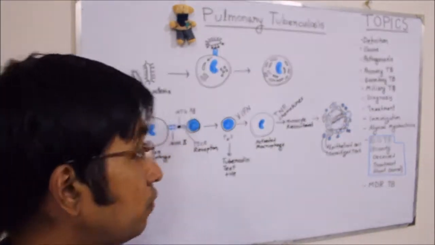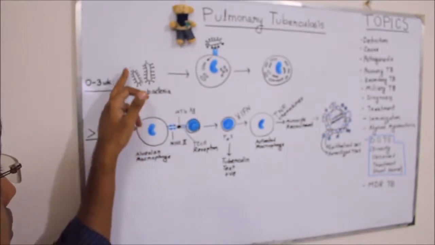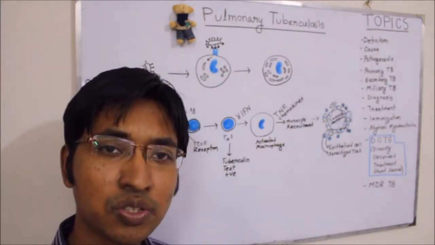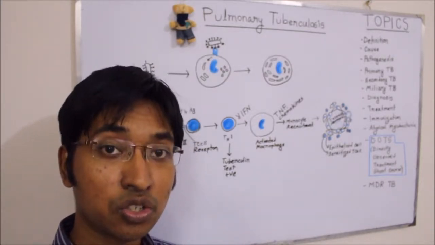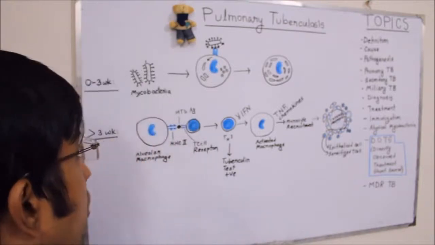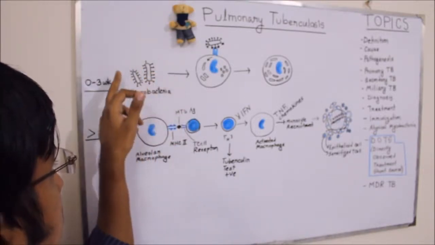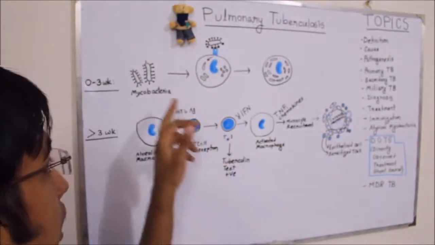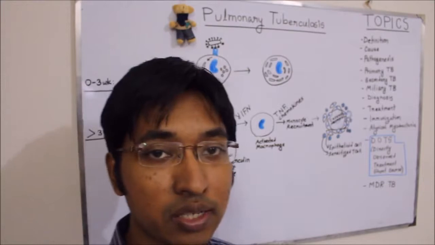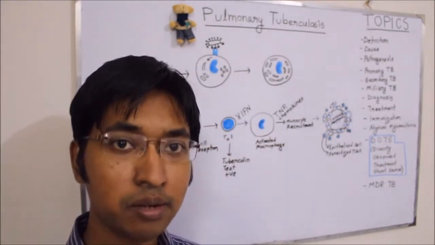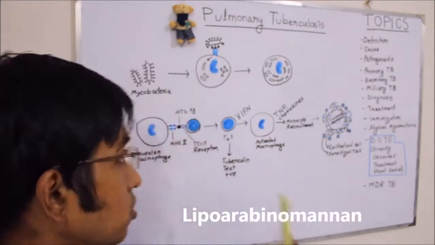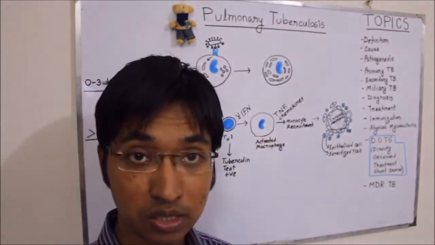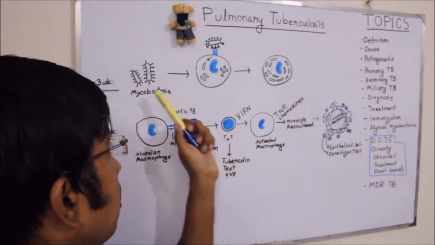Drawn on the far left of the board, you can see these are the organisms. Recall that Mycobacterium tuberculosis is a slender, rod-shaped organism, and also recall that on the surface of mycobacteria there are a lot of glycolipids. Say for example, I have drawn one here. This is known as lipoarabinomannan, and there are other things also on the surface. And recall that alveolar macrophages have receptors for such glycolipids.